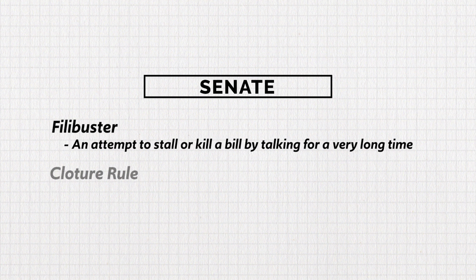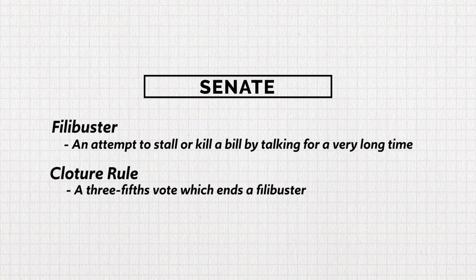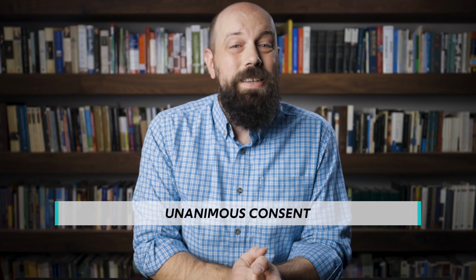Basically, this is an attempt to stall or kill a bill by talking for a very long time. However, the cloture rule is a way to get a filibustering senator to shut it. It requires a 2/3 vote, which is to say 60 senators, to shut down the filibuster and to bring the bill to a vote. Now, getting 60 senators to agree on this is a very difficult thing, and it doesn't happen that often.